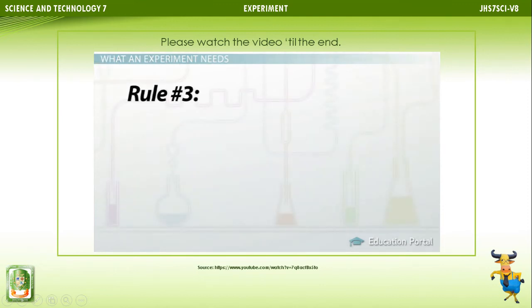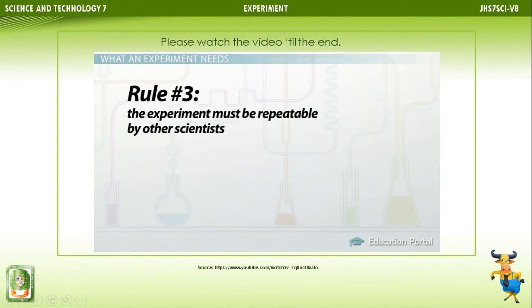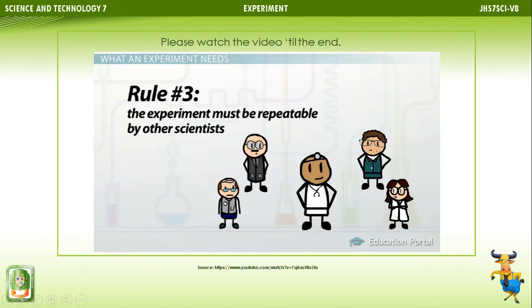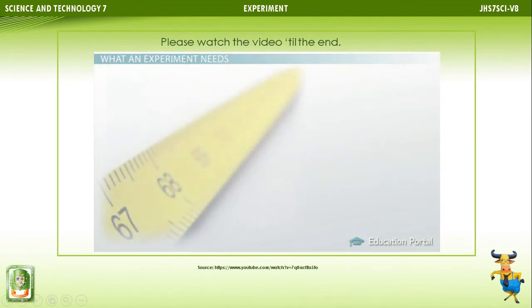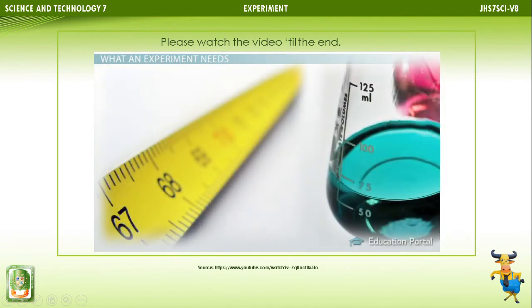The third rule for scientific investigations is that the experiment must be repeatable by other scientists. Peer reviewers want to make sure that other scientists can run the same experiment and get similar results. This is one of the reasons we standardize our measuring tools and equipment.